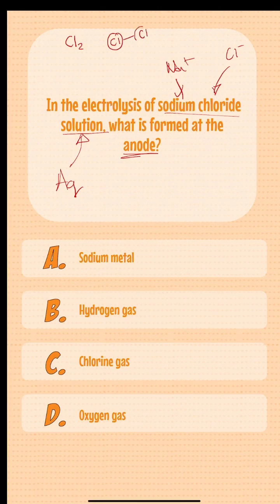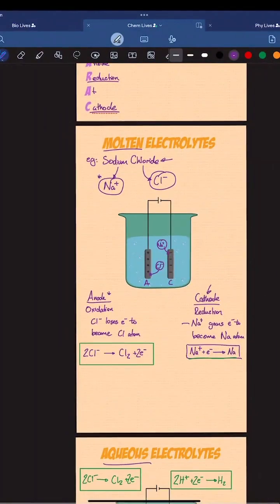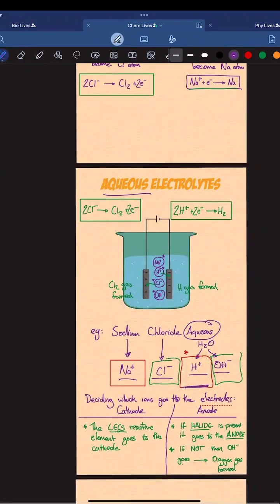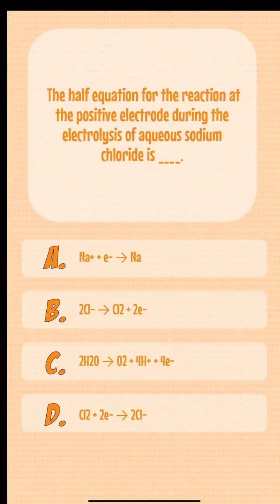So that's one atom of chlorine, that's another atom of chlorine, and together they make a molecule of Cl2, diatomic. So yeah, answer is chlorine gas. That's what we did in our notes here. We've got the aqueous one, and we said that chlorine gas is formed here. Okay, next question. The half equation for the reaction at a positive electrode during the electrolysis of sodium chloride.